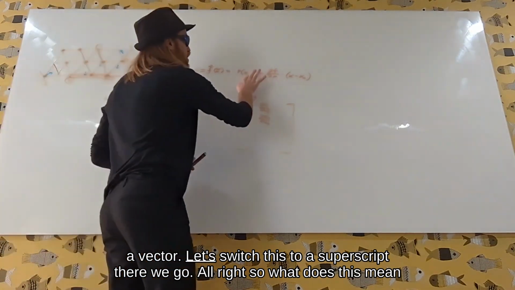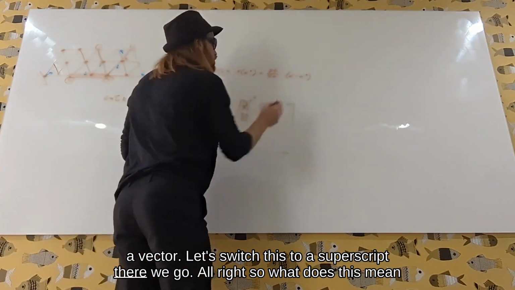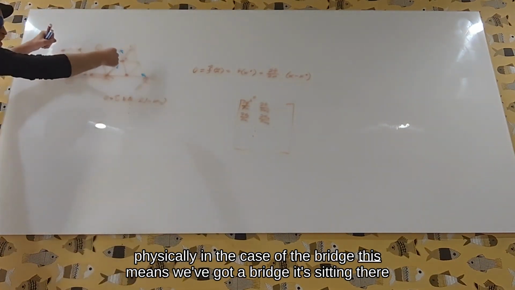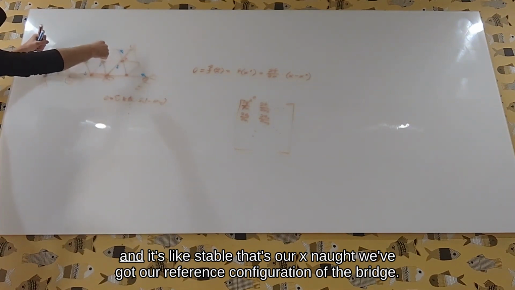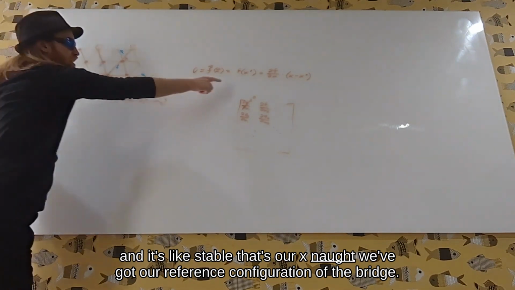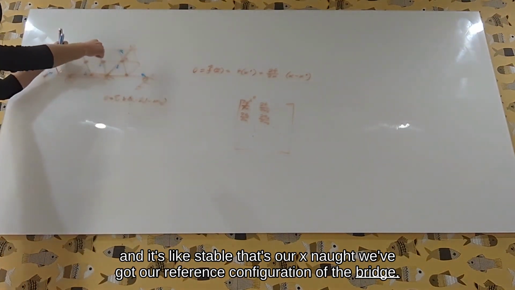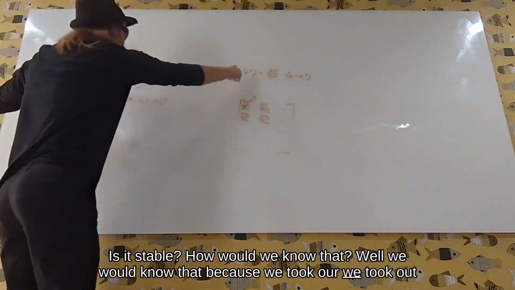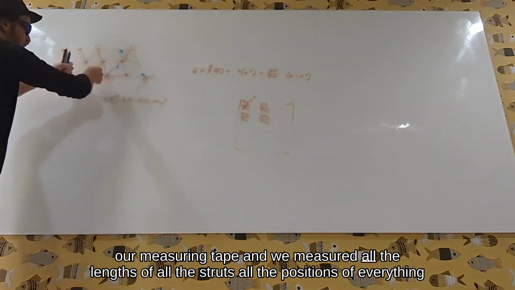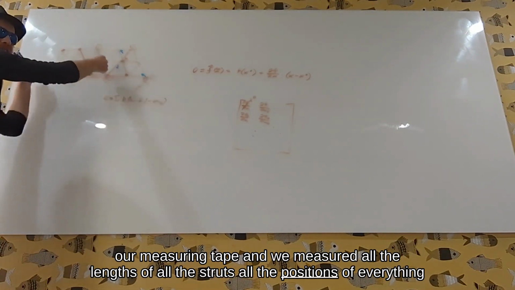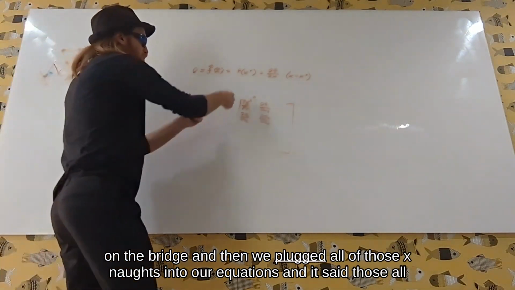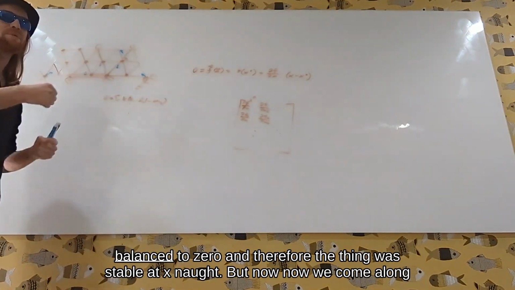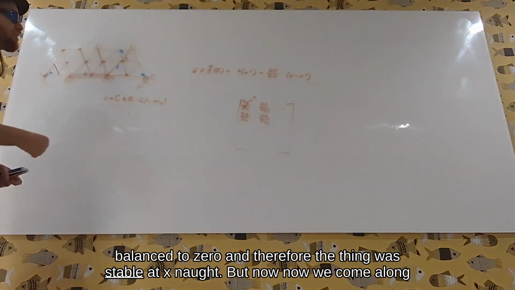I'm going to switch this to a superscript. There we go. All right, so what does this mean? Physically, in the case of the bridge, this means we've got a bridge, it's sitting there, and it's stable. That's our x naught. We've got our reference configuration of the bridge. But is it stable? How would we know that? Well, we would know that because we took out our measuring tape and we measured all the lengths of all the struts, all the positions of everything on the bridge, and then we plugged all of those x naughts into our equations, and it said, those all balance to 0.